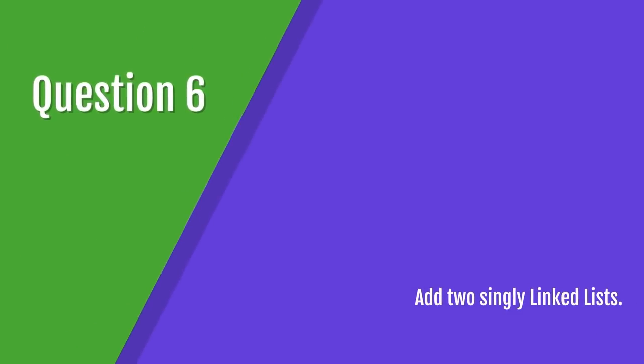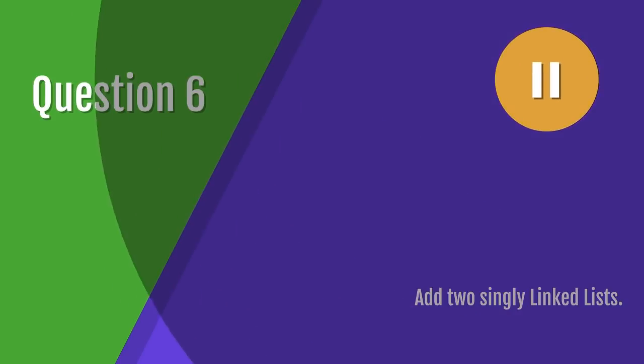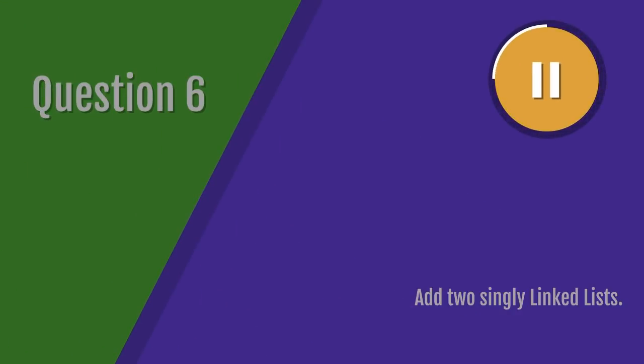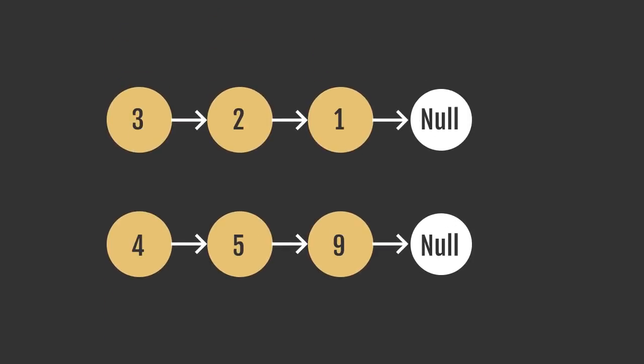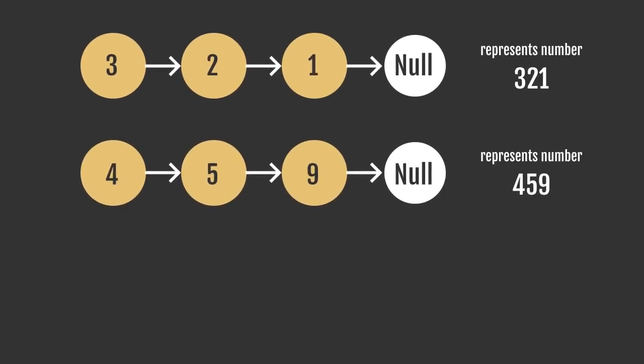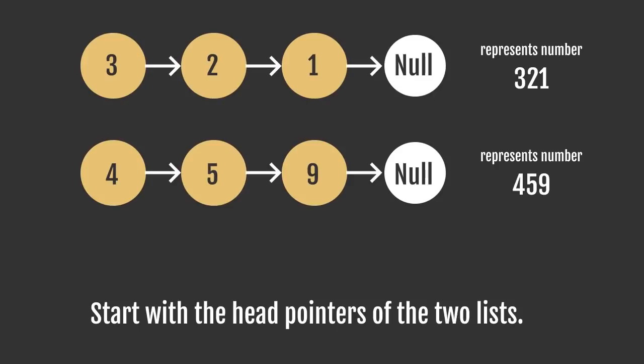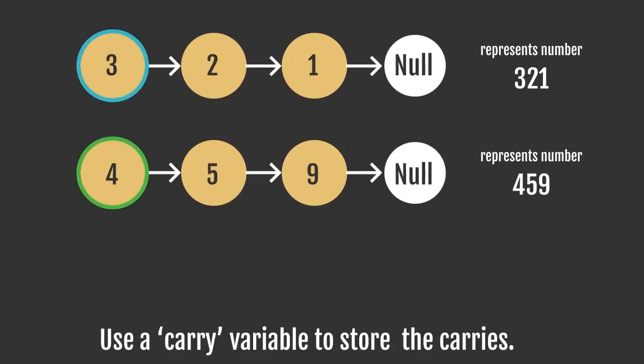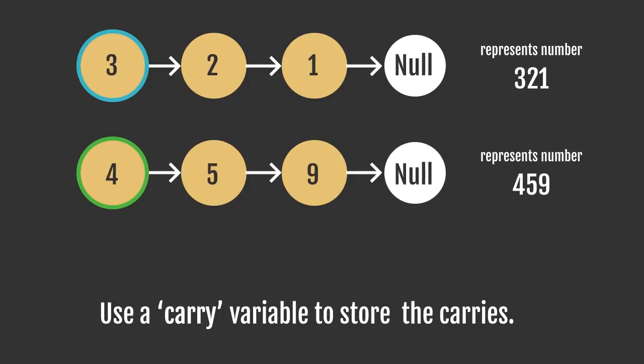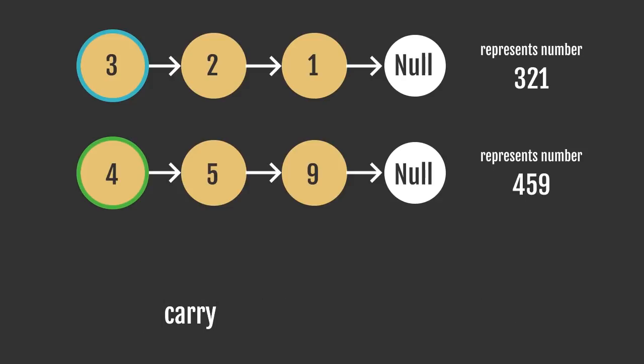Question 6. Add two singly linked lists. Let's take these two linked lists. Each of these lists represent a number. We have to create a new linked list, which represents the sum of these two numbers. To do that, start with the head pointers of the two lists. Use a carry variable to store the carries. Initialize the carry with 0.